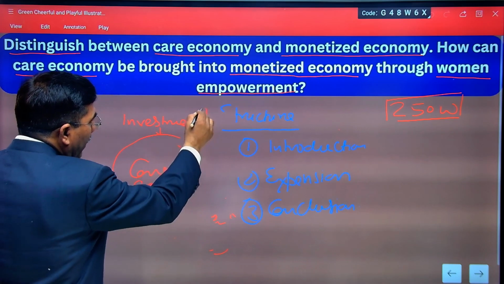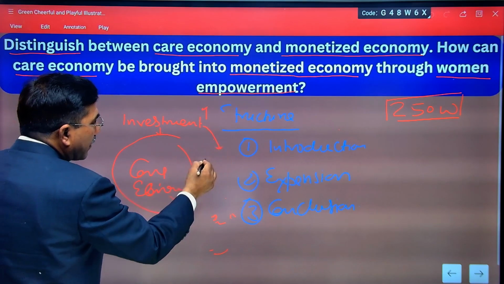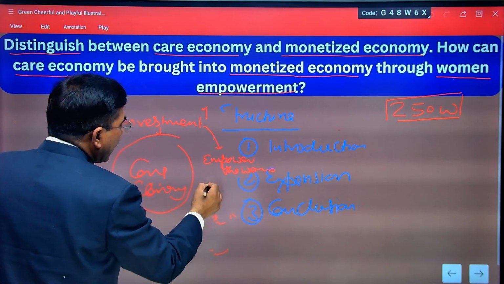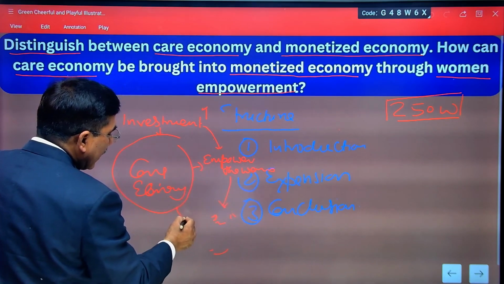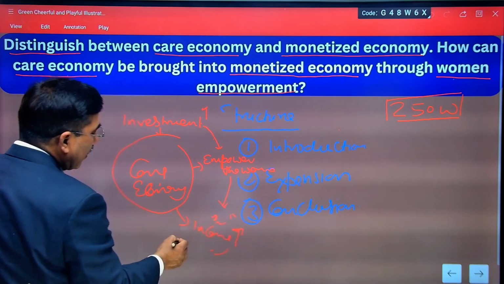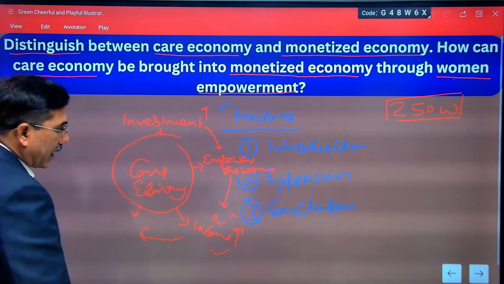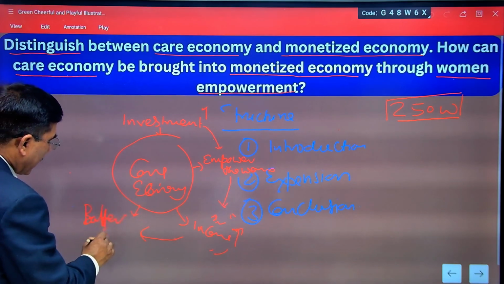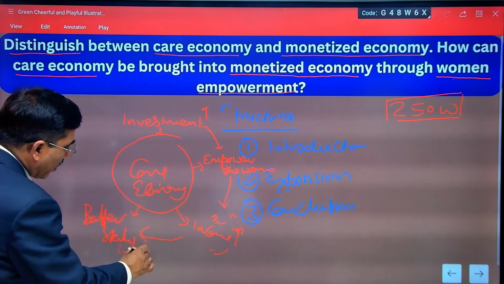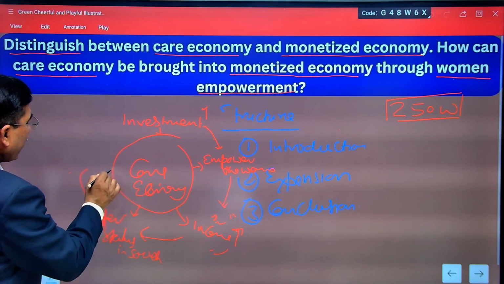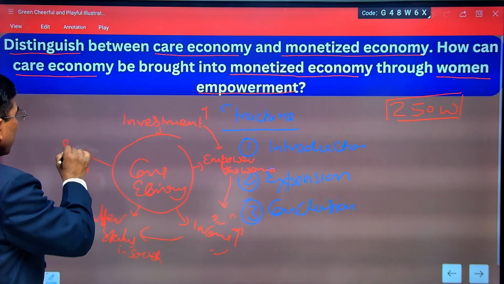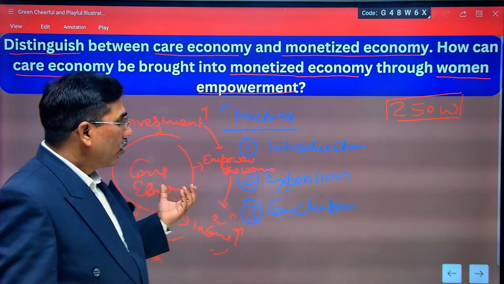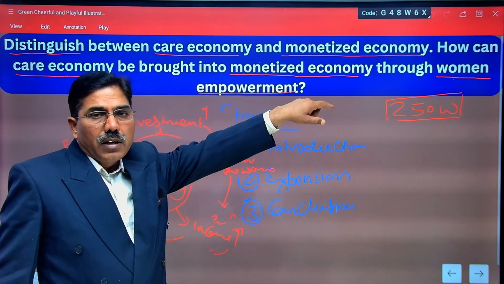When we begin to increase the investment in the care economy, what will it do? It will empower the women. Empowerment of women will increase the income of women. Increasing income of women will provide them better status in society, less exploitation, and finally, better development of our economy. Inclusive development of our economy can be achieved through the conversion of this care economy into the monetized economy.